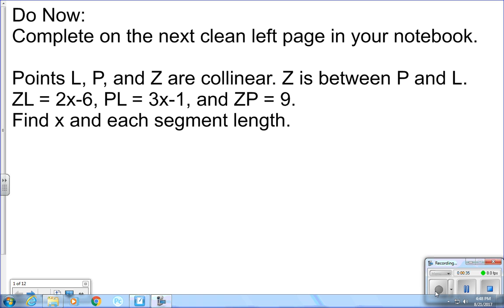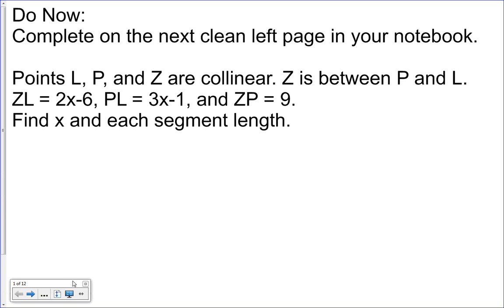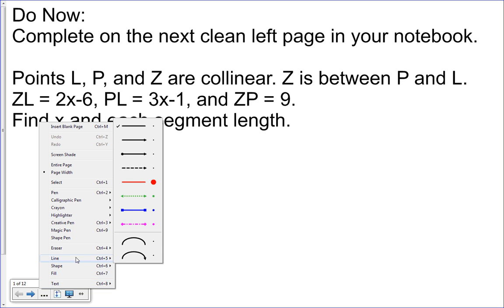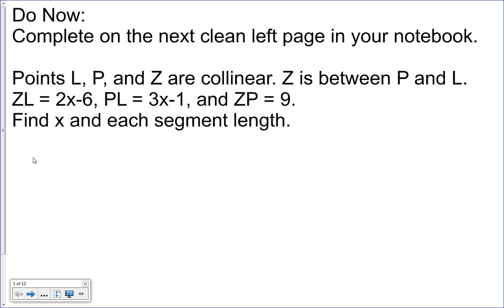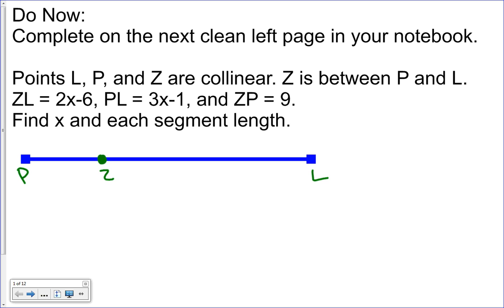Teachers make mistakes too. When we draw this, you're going to draw a line with L, P, and Z on them since they are collinear. Since Z is between P and L, you need to make sure that somewhere between those two points is where you put Z. So I'm going to draw this segment. P and L need to be on the ends, and then anywhere you want in the middle, we'll call it right there, is going to be Z.